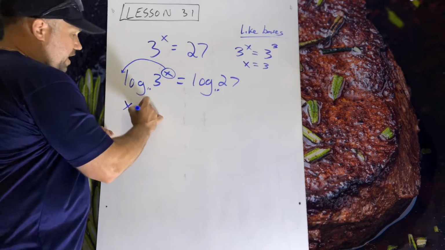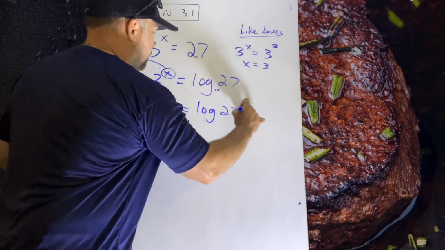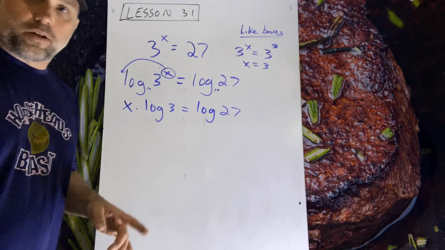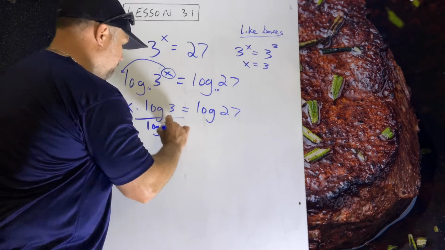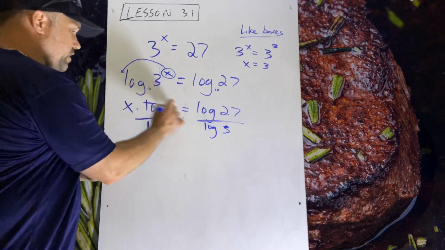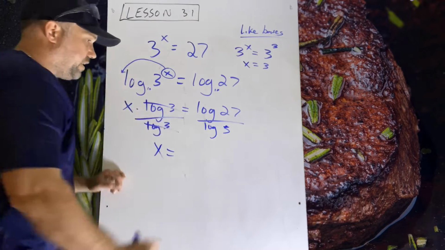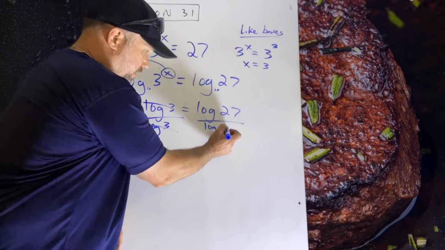So I now have x times the log of 3 equals the log of 27. And if I want to solve that, to get x by itself, I divide both sides by the log of 3. These will cancel out, and the answer is going to be whatever the log of 27 divided by the log of 3 is on my calculator.